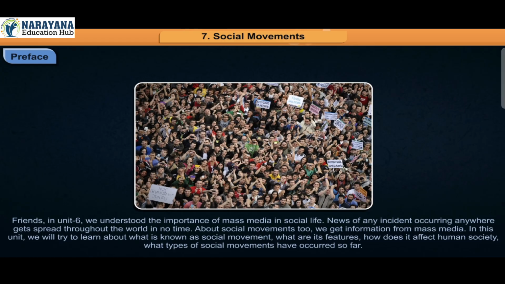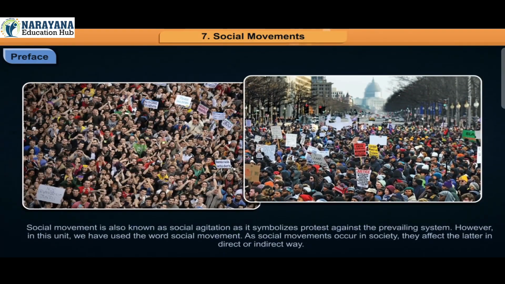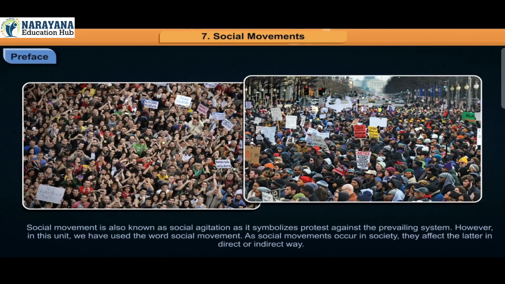In this unit, we will try to learn about what is known as social movement, what are its features, how does it affect human society, and what types of social movements have occurred so far. Social movement is also known as social agitation as it symbolizes protest against the prevailing system. However, in this unit, we have used the word social movement. As social movements occur in society, they affect the latter in a direct or indirect way.